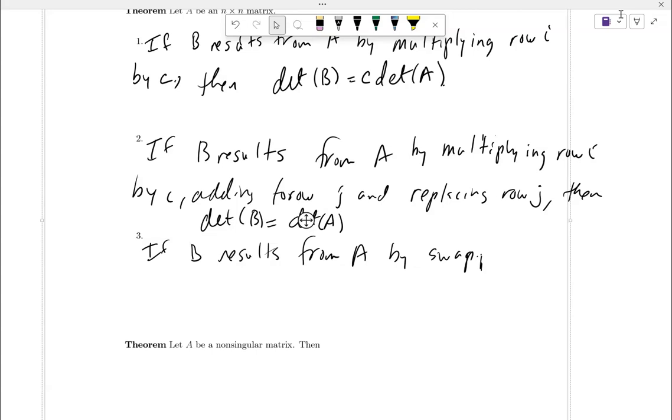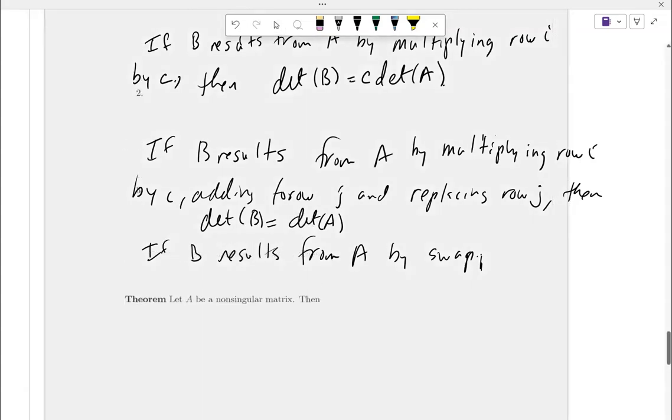The moral of the story here: multiplying a row by a constant changes the determinant by that constant factor. Doing that operation where you take one row, add it to another row, and replace that other row, doesn't do anything to the determinant; it stays the same. You swap two rows, it makes the determinant negative. Right? Okay. So this allows you to go through and calculate determinants through row reduction. Okay? So that's what we'll do next time.